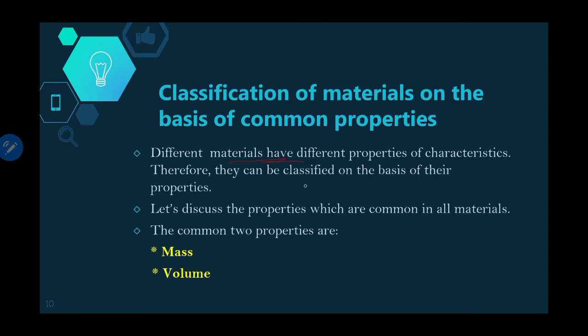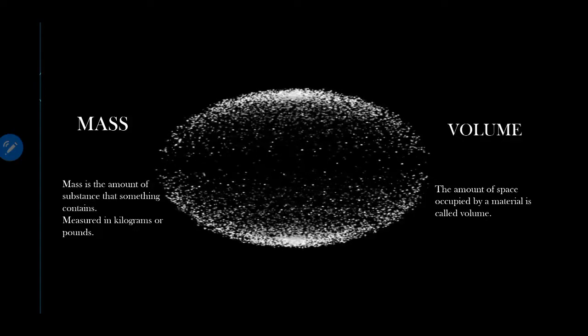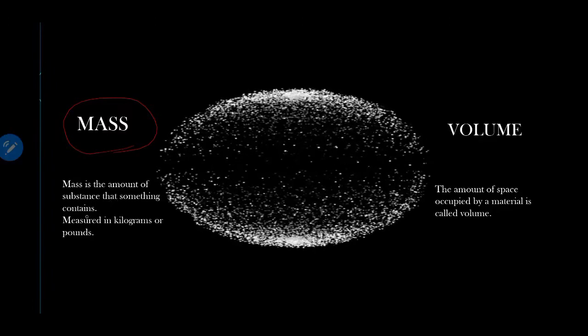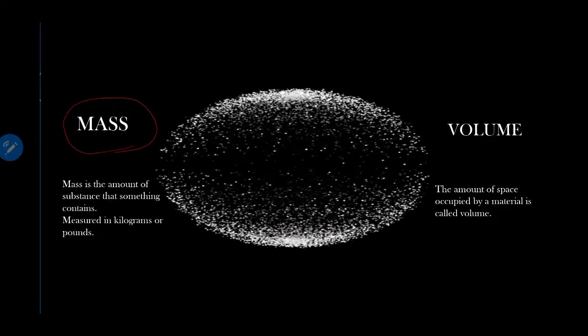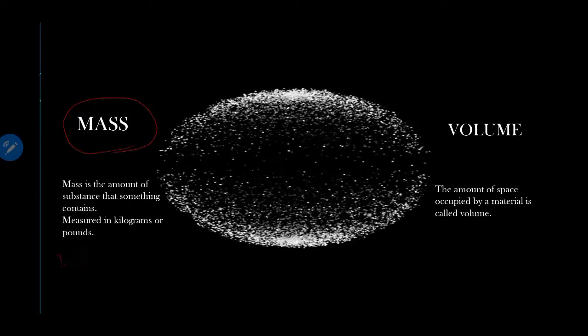Therefore, they can be classified on the basis of their properties. Let's discuss the properties which are common in all materials. The two common properties are mass and volume. Now, definitely you will think, what is the meaning of mass and volume? See, in this picture you can see the meaning of mass. Mass is the amount of substance that something contains. It's measured in kilograms or pounds.